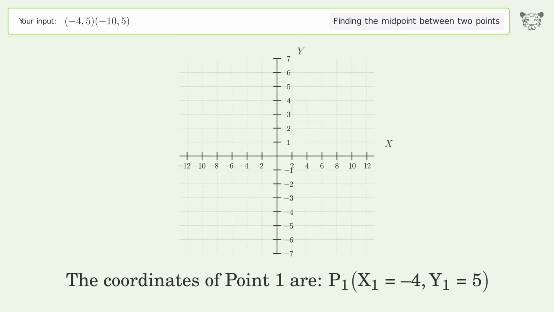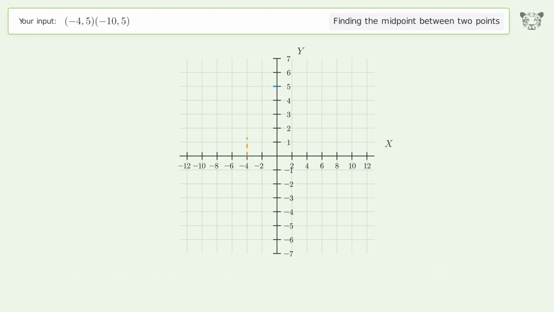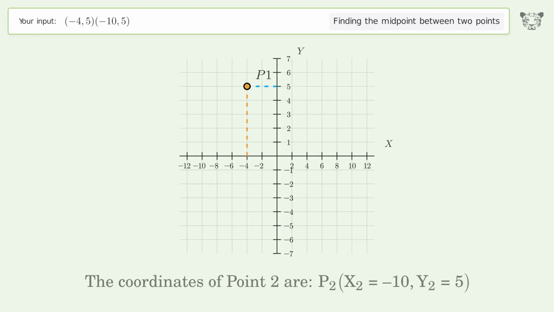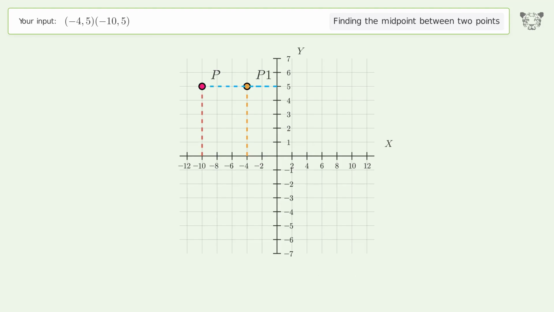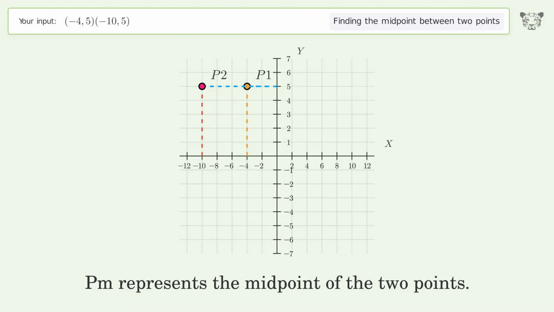The coordinates of point 1 are x1 equals -4, y1 equals 5. The coordinates of point 2 are x2 equals -10, y2 equals 5. PM represents the midpoint of the 2 points.